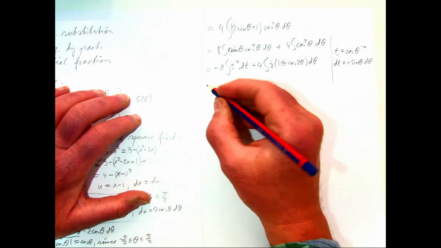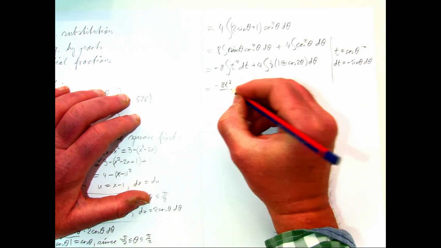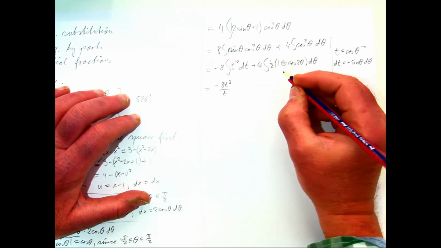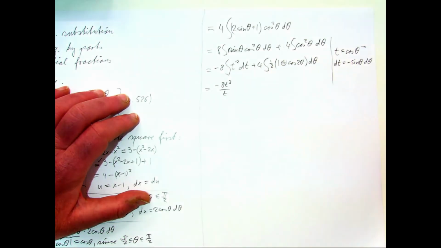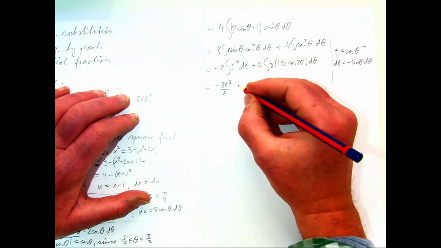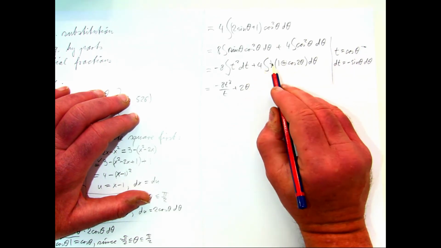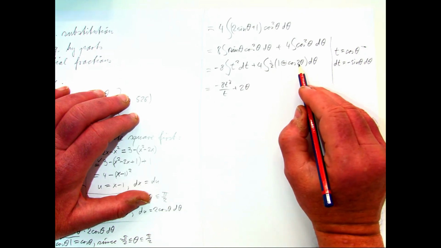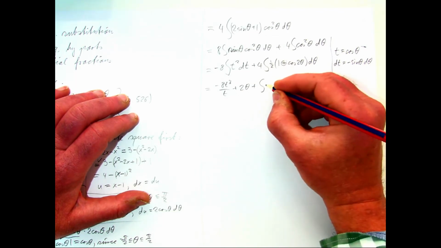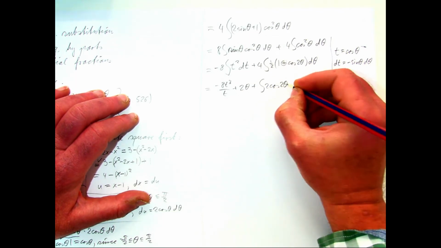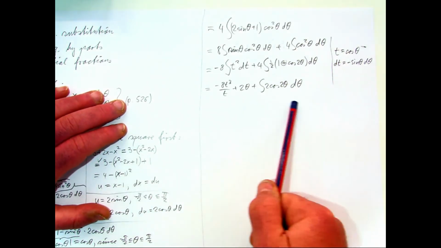Well, now we can start integrating. Minus 8 t to the third over 3. And then here, 4 times a half times 1 is 2, and that will give me 2 theta. And then I have 4 times a half times cos of 2 theta, that is 2 cos 2 theta. I hope that was clear.